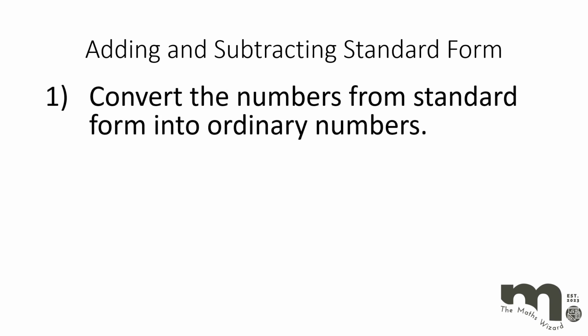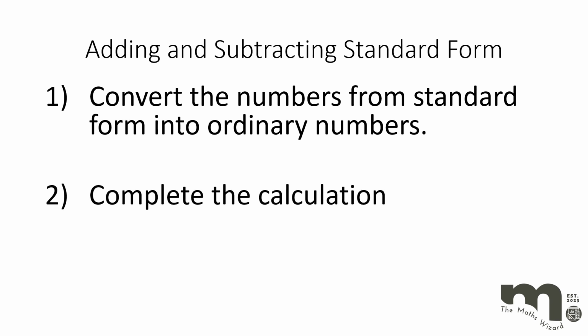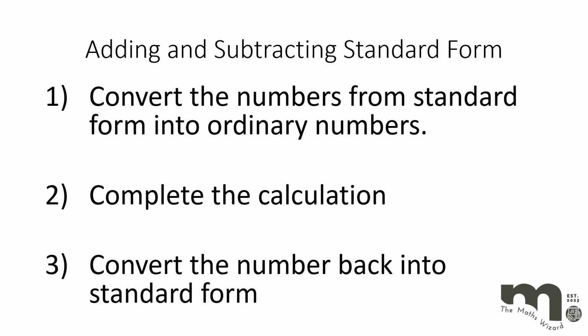First step is to convert the numbers from standard form into ordinary numbers. So I've already uploaded a video showing you how to do this, but I will recap this as we go along. Once you've got them as ordinary numbers, you then need to complete the calculation. So either you need to add the numbers together or subtract, and sometimes you may need to convert it back to standard form. So here you need to have a look at essentially what the question is asking you to do. Sometimes they might ask you to write it as an ordinary number, sometimes they might ask you to write it in standard form. So obviously that depends on the question.